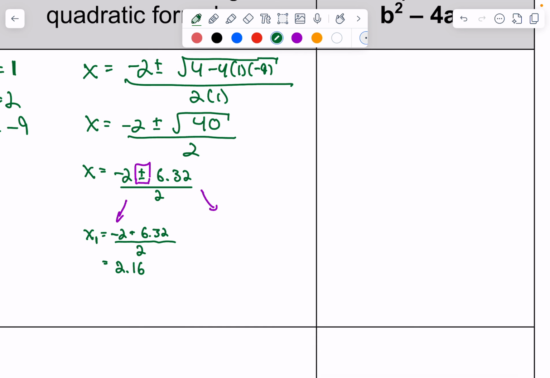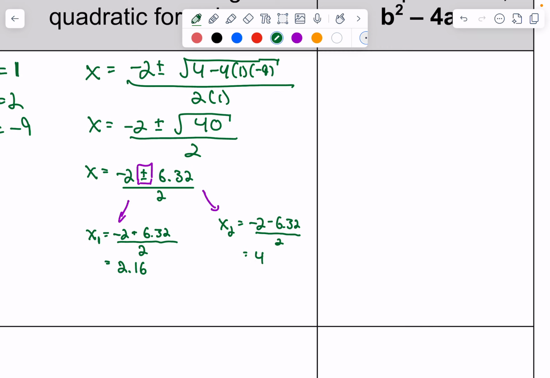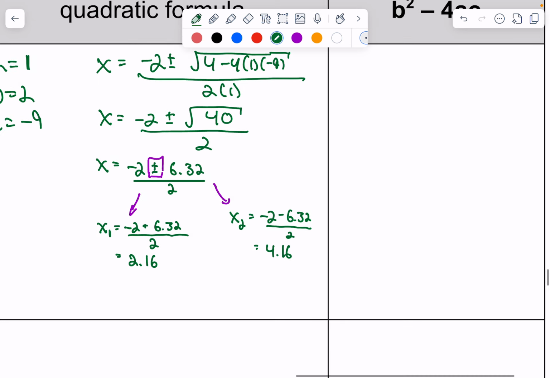So we have x2 is minus 2, minus version of it, 6.32 all over 2. And again, use a calculator, so negative 2 minus 6.32, divide that by 2. That's pretty close to my estimate, 4.16. So there are your two solutions, right?